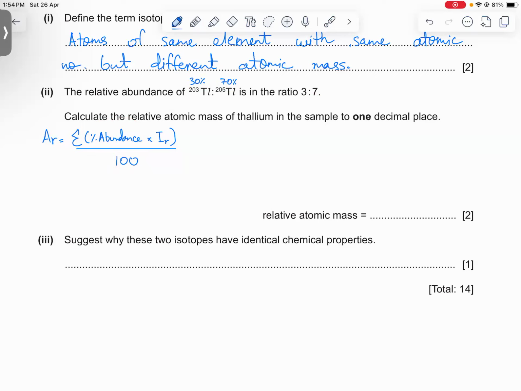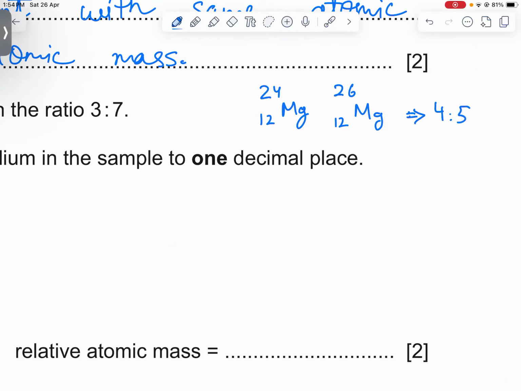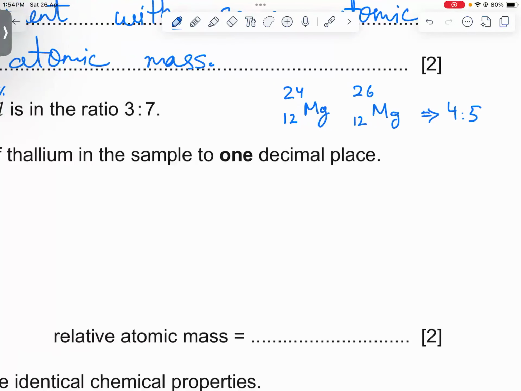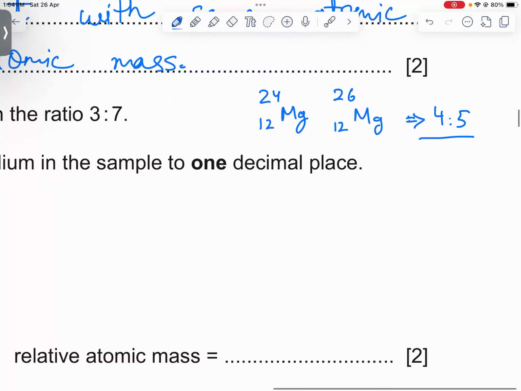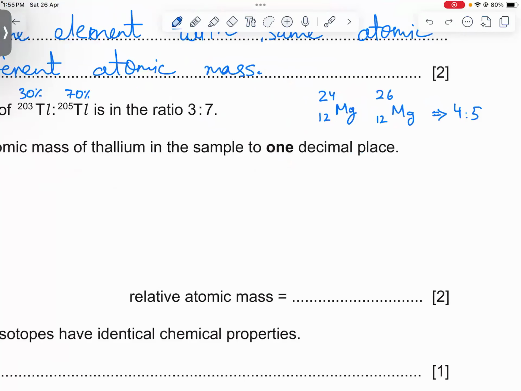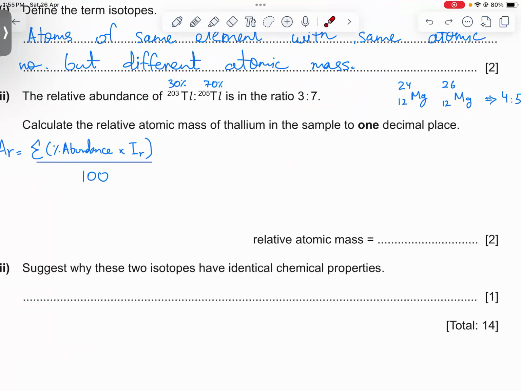But what if you find yourself stuck, for example, they say magnesium-24 and magnesium-26, and they are in the ratio of 4 is to 5. Calculate their relative atomic mass. How could you do such a question? The thing is, you convert it into percentage or you solve it with ratios, the answer will always be the same. That is how maths works.